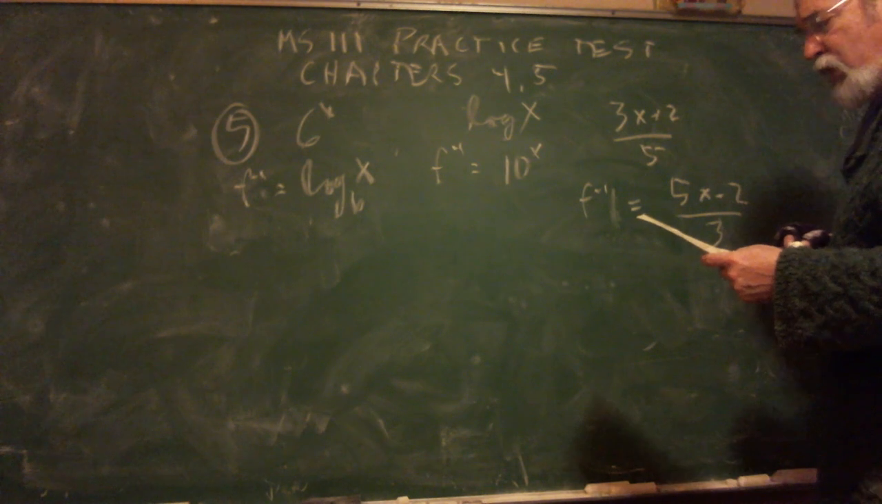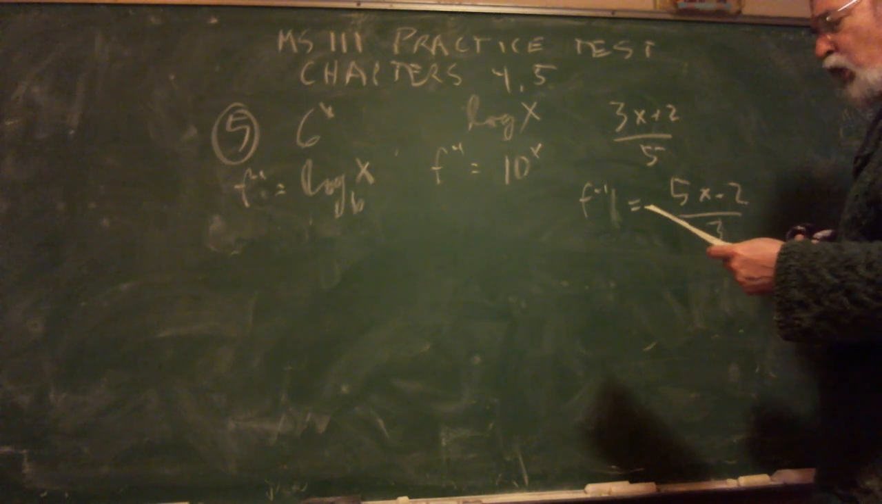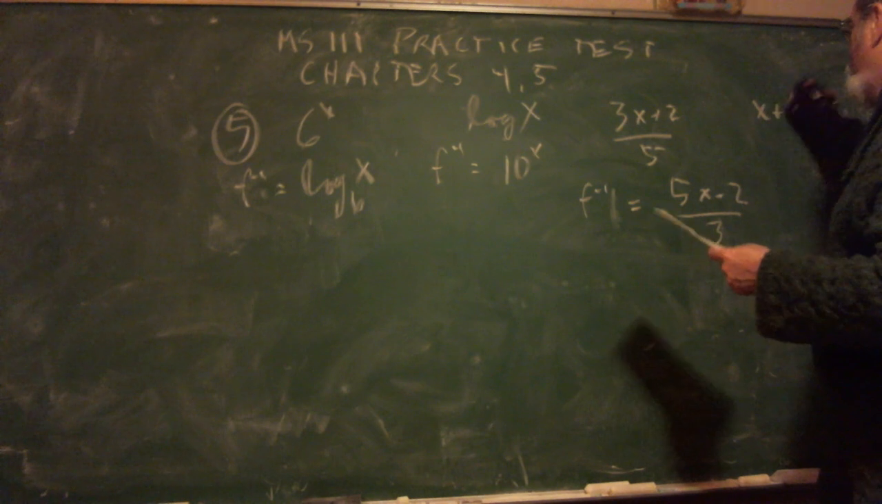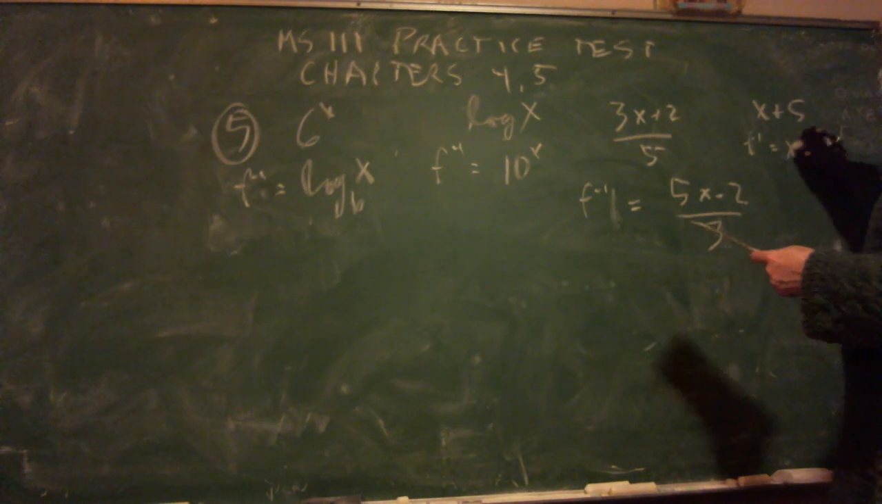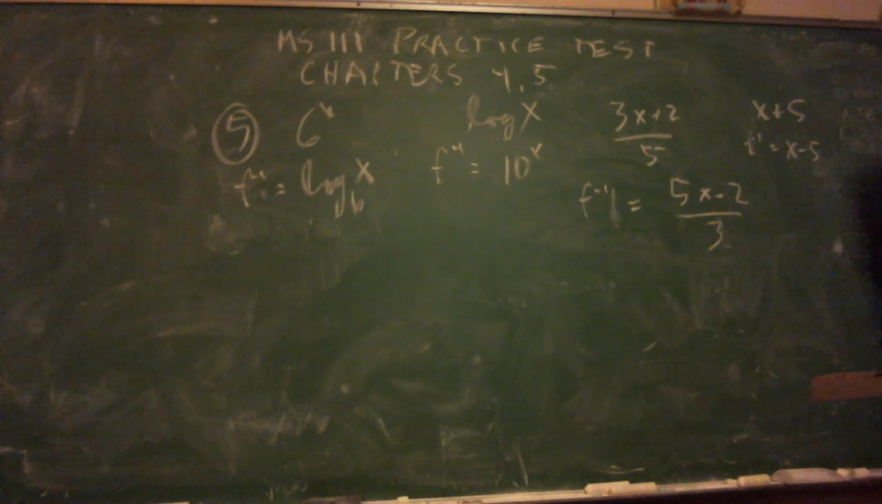And the last one was, I think that's it. Oh, x plus 5. And the inverse is going to be x minus 5, of course. Can you see that okay? The inverse of x plus 5 is x minus 5.